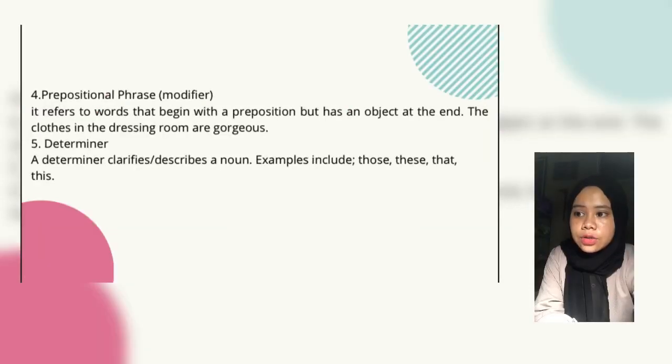4. Prepositional phrase modifiers. It refers to words that begin with a preposition but have an object at the end. 5. Determiner. A determiner clarifies or describes a noun. Examples include those, this, that, and these.